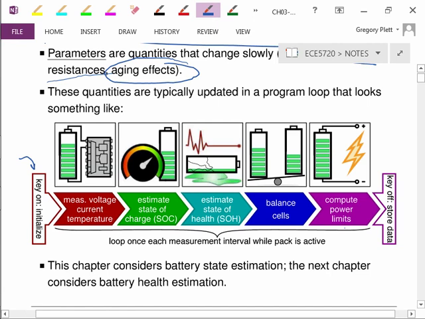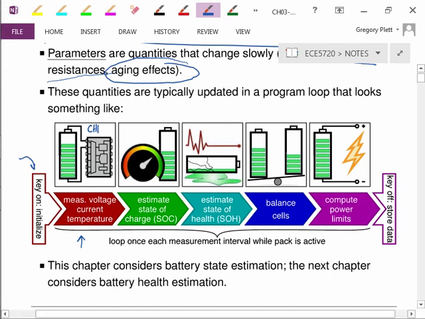And so we're doing these over and over and over again, maybe once per second if you just want a number to put in your head. Might be the rate at which we are doing these. So every measurement interval we are going to measure voltage and current and temperature. And these are topics that we talked about in Chapter 1, so we're not going to go back to those right now.